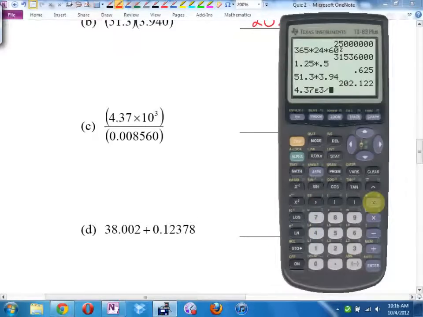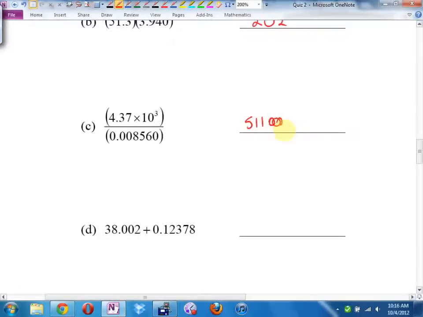divided by 0.008560. I get that. 3 sig figs on the top, 4 sig figs on the bottom, 3 sig figs in my final answer. 5, 1, am I going to leave this a 0? It's going to be 5, so you can either go like this, 5, 1, 1, 1, 2, 3, or 5.11 times 10 to the 5th. That's right about where it's the same amount of work to write it out or do scientific notation. Am I wrong?